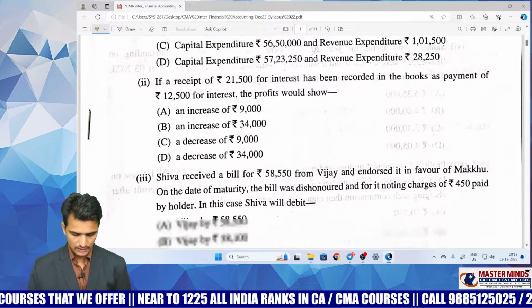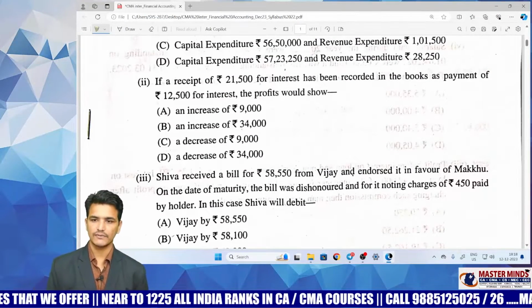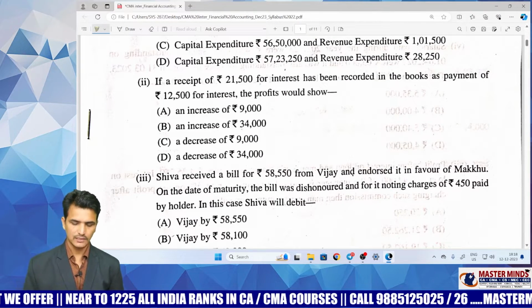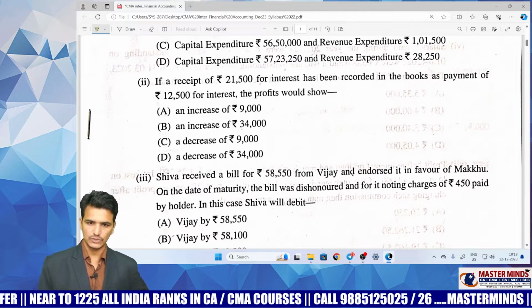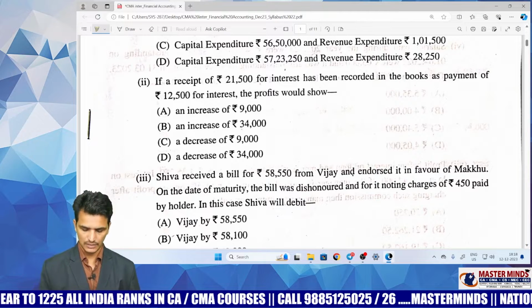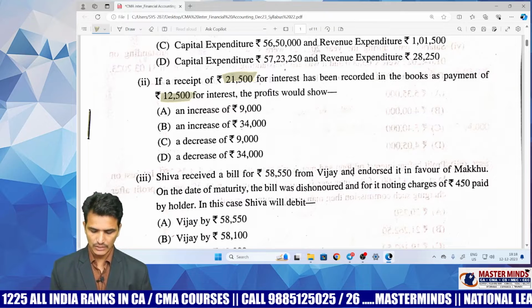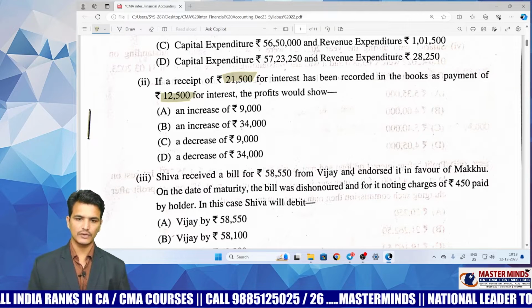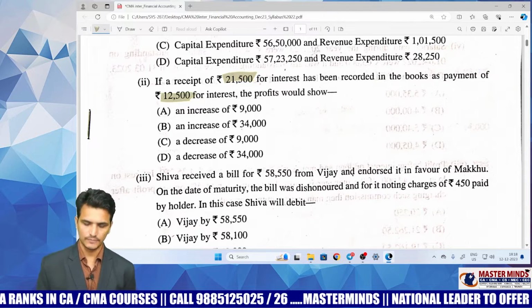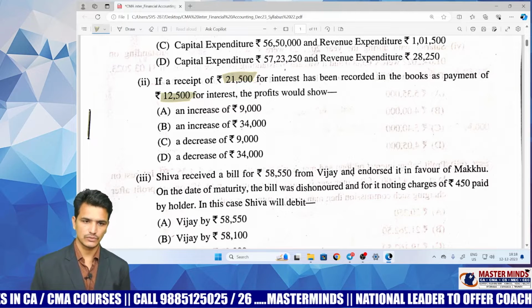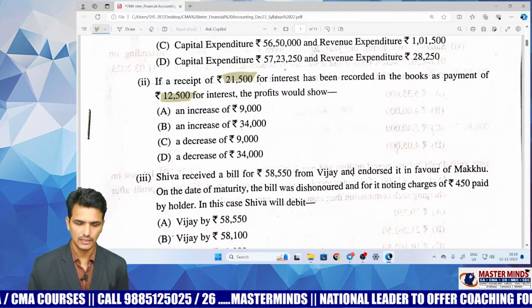Next, question number 2 is related to rectification of errors. If you carefully study the points given in this question, you can comfortably answer it. The treatment we have to consider is how the errors are going to affect my profits. So this is also an easy question.